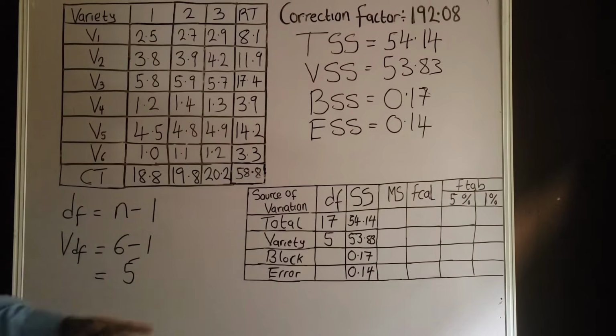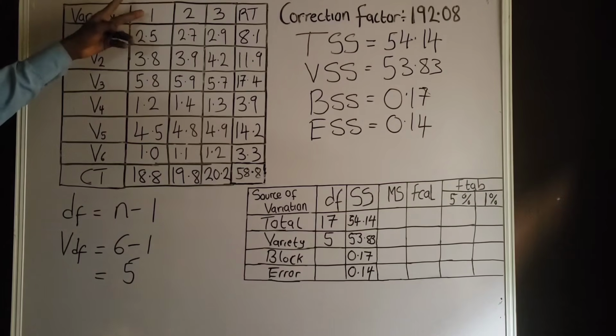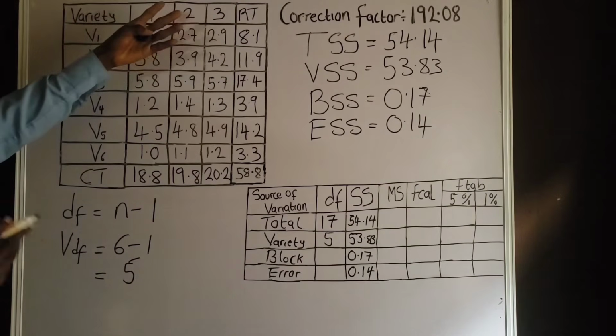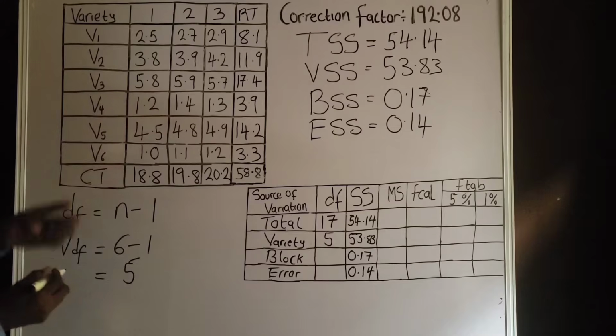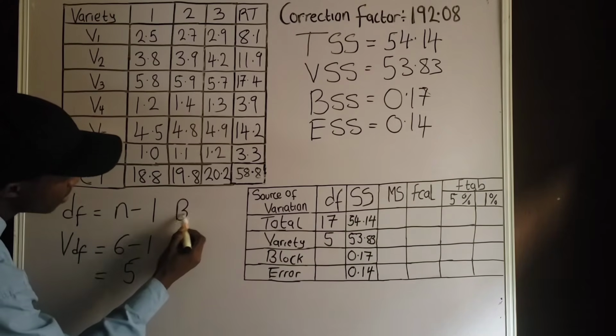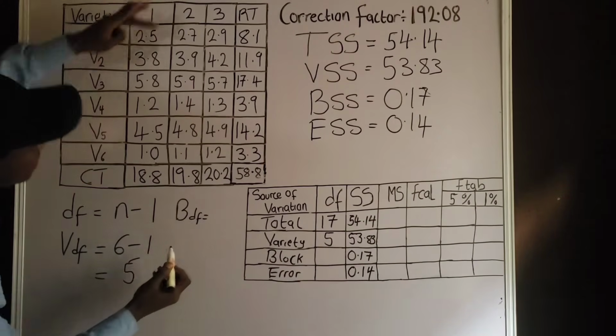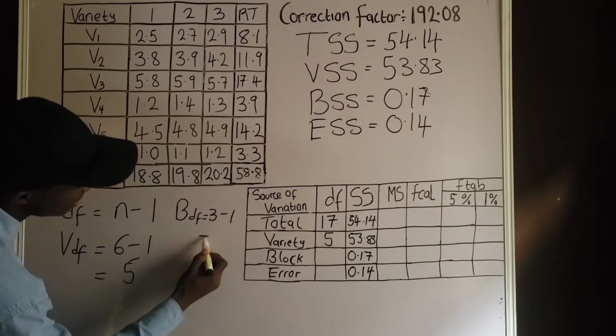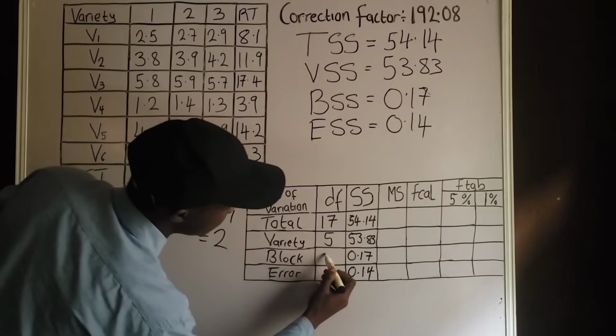Now, how do we get the block degree of freedom? Don't forget that the total number of blocks that we have here is 3: 1, 2, 3. That is the total number of blocks that we have on this table. So block degree of freedom is equal to 3 minus 1, which is 2. So the value of these cells is 2.